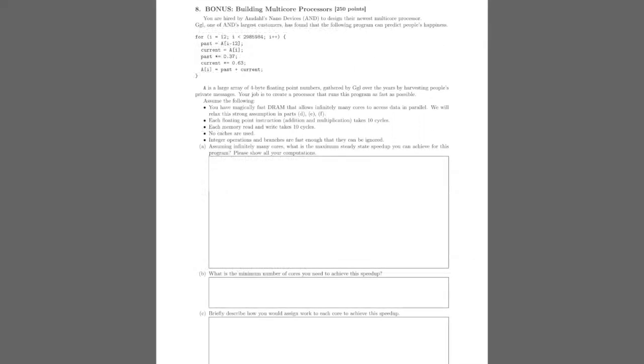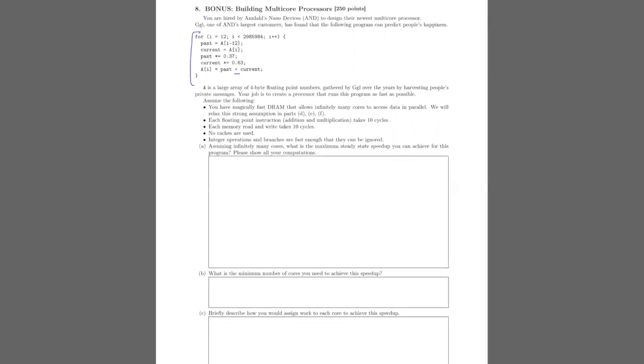Hi everyone, we're going to solve a question on building multi-core processors. So let's get started. You're hired by Amdahl's Nano Devices to design the newest multi-core processor. GGL, one of AND's largest customers, has found that the following program can predict people's happiness. Okay, let's take a look at the program. So it's a for loop here. Some values are read, written to past, same for current, some multiplication happening, and addition, and again, the result is written to AI.